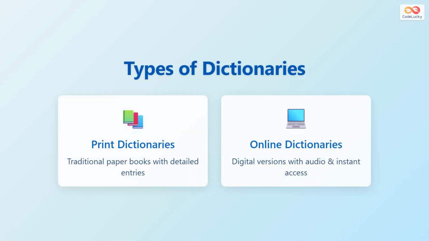There are two main types of dictionaries you should know about. Print dictionaries are traditional paper books with detailed entries. They provide comprehensive information and are great for deep learning. Online dictionaries are digital versions available on computers and phones. They offer instant access, audio pronunciation, and quick searching. Both types have their advantages. Print dictionaries help you focus without distractions, while online dictionaries are convenient and fast. Choose whichever works best for your learning style.